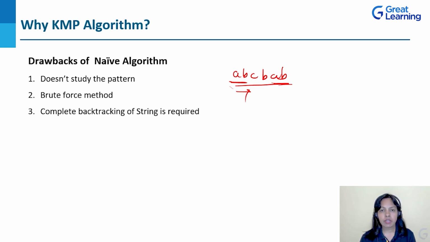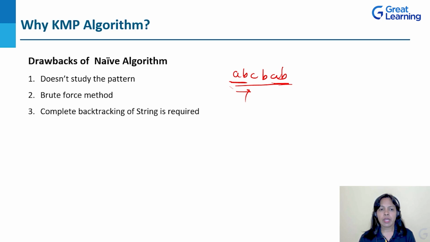But the basic naive algorithm is a complete brute force approach, where no such study or research is done on the pattern to be found in the given string. Okay, it just starts the process and goes till the end of the string. Right? So this is a drawback of the naive algorithm.